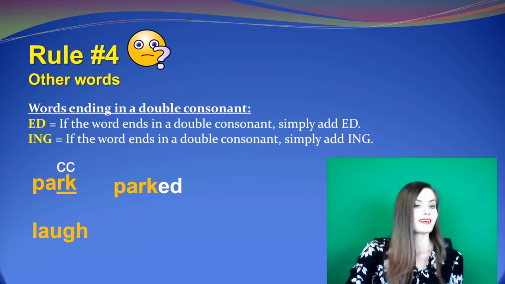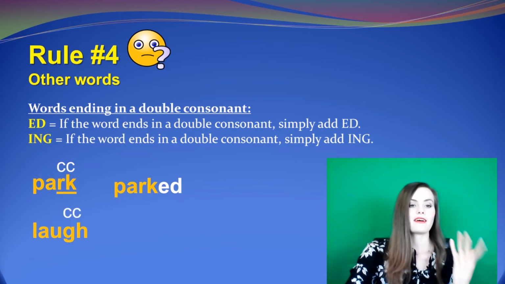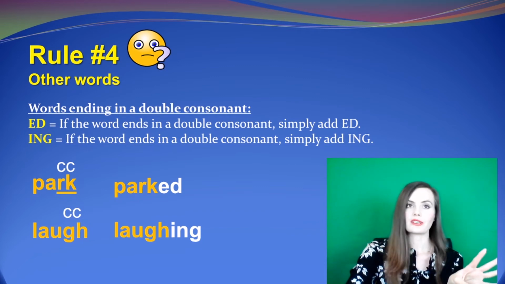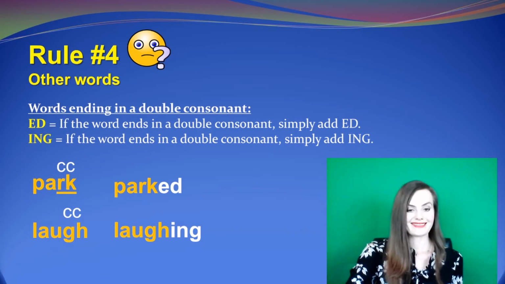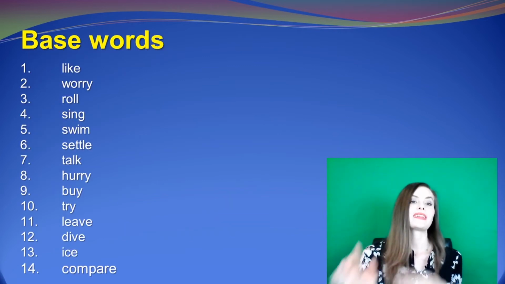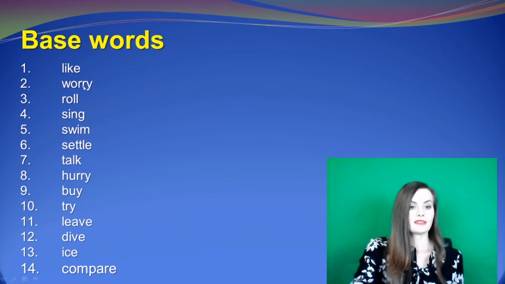Or we have the word laugh. I want to laugh. But if I want to say she is laughing at the moment, I don't need to do anything with the word laugh because it ends with two consonants, G and H. I'm simply adding ING. You got it? Okay. So these are the base words that we will work with, and we will practice by adding ED and ING to them. So let's read through these words. Like, worry, roll, sing, swim, settle, talk, hurry, buy, try, leave, dive, ice, compare.